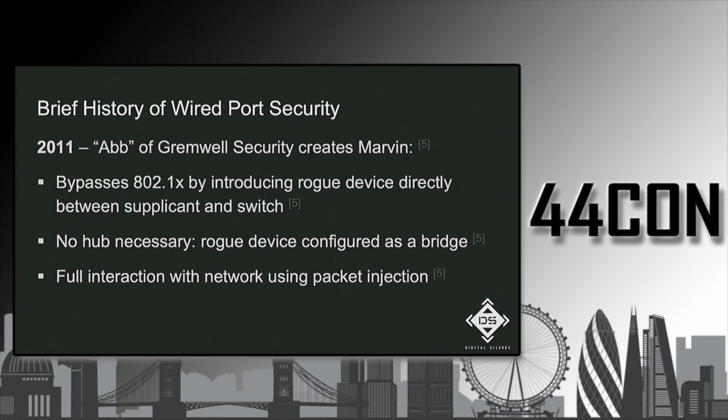The first thing that happened was Ab from Gabriel Security created a tool called Marvin, implemented in Java. The major breakthrough with Marvin was that you no longer had to rely on a hub to bypass 802.1X. Instead, you could place a rogue device directly between the supplicant and the switch. You'd have two network interfaces, plug one into the switch and one into the workstation, the supplicant device, and just bridge traffic. You use a Linux bridge to forward traffic between these two interfaces, and that would allow you to passively sit there on the network and inspect traffic. Additionally, with Ab's implementation, you could get full interaction with the network using packet injection.